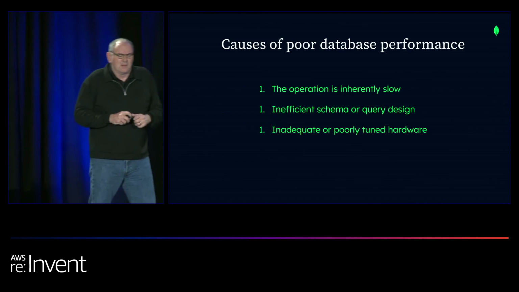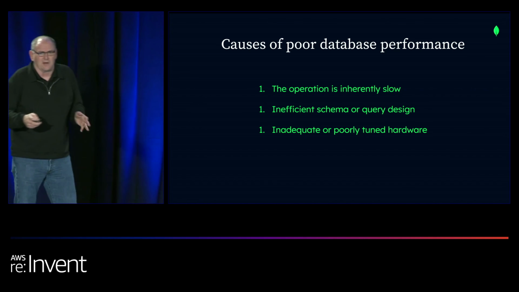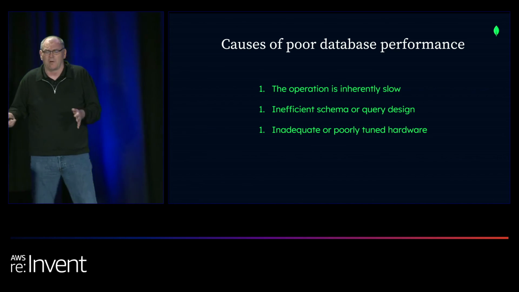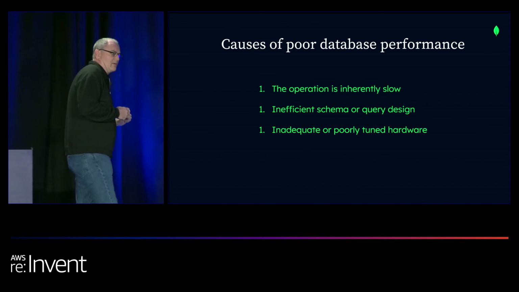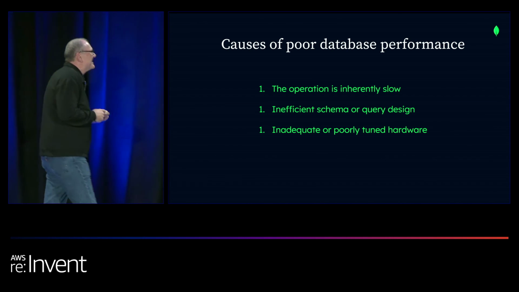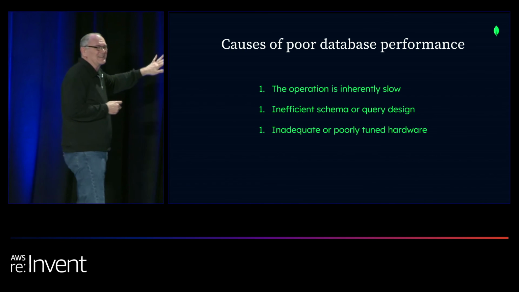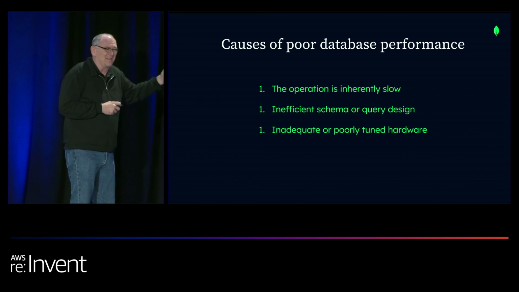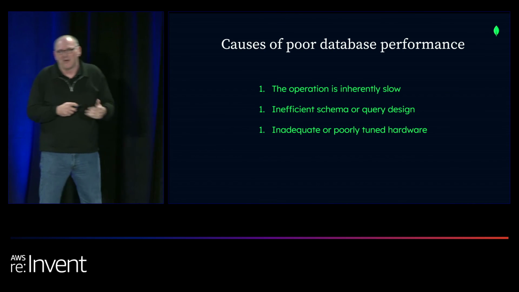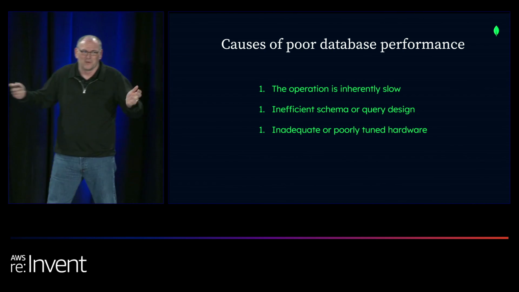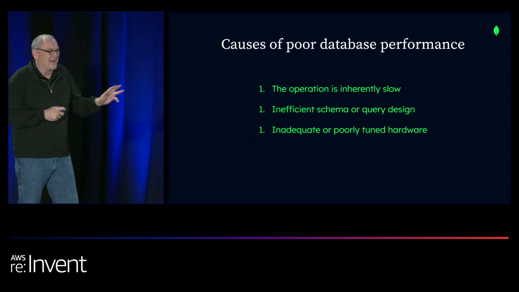Okay, so in the end, what we end up with here is the causes of poor database performance, and I know this says 1, 1, 1. It should actually say 1, 2, 3. But the reality is the operation is inherently slow. Okay, maybe we're just doing something that should take a long time. I'm doing a collection scan on a terabyte collection. I know I'm doing this because it happens once a month or once a quarter or whatever, and I'm not going to optimize it, and I'm okay with that.